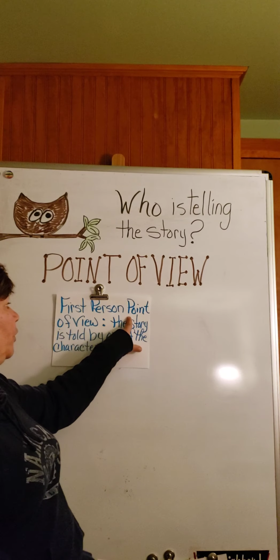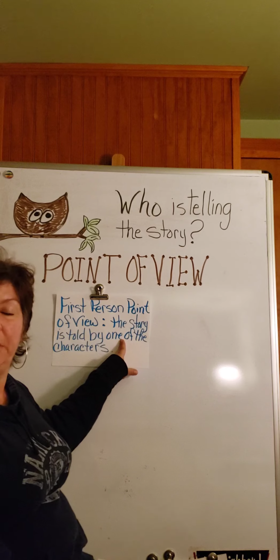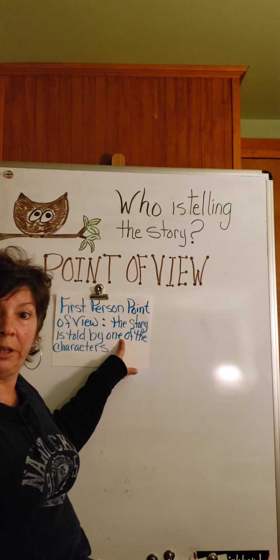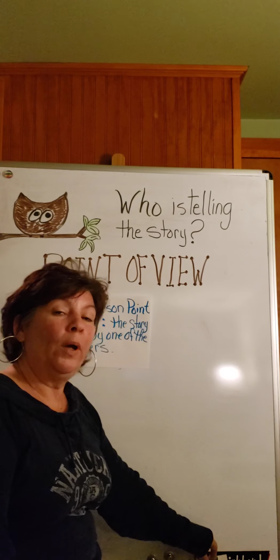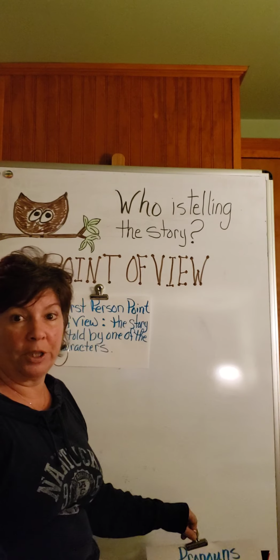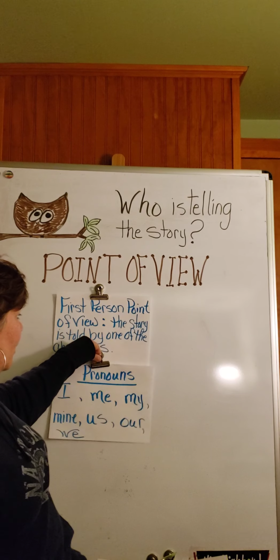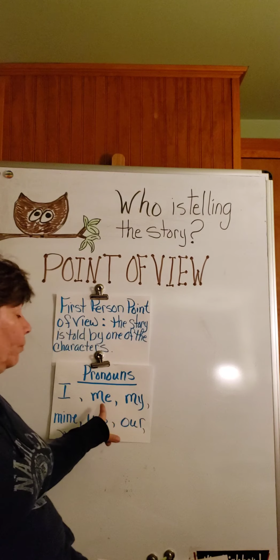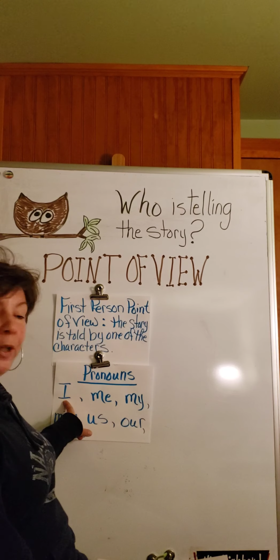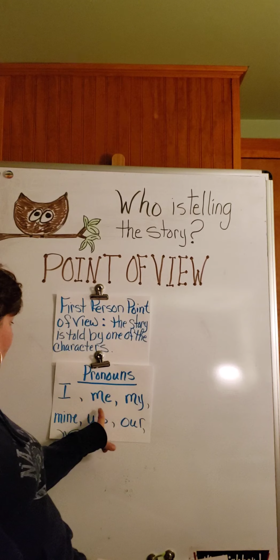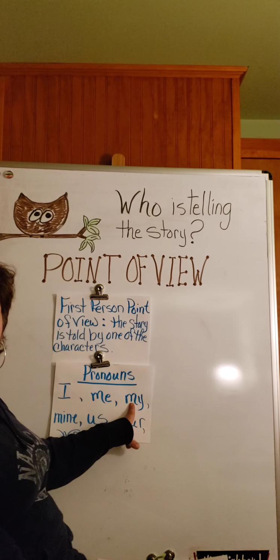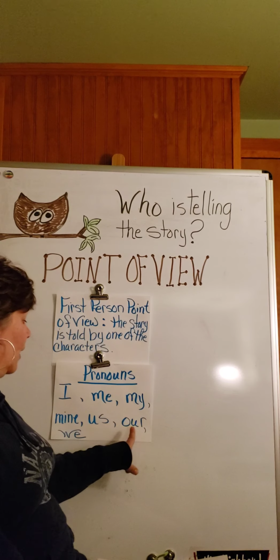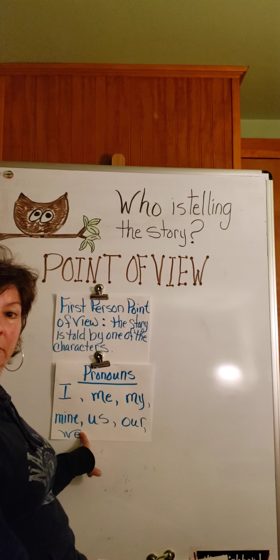First person point of view, the story is being told by one of the characters. The character is part of the story. One way we know that it's first person point of view is by the pronouns that the story uses, or the narrator. They use pronouns such as I, me, my, mine, us, our, and we.